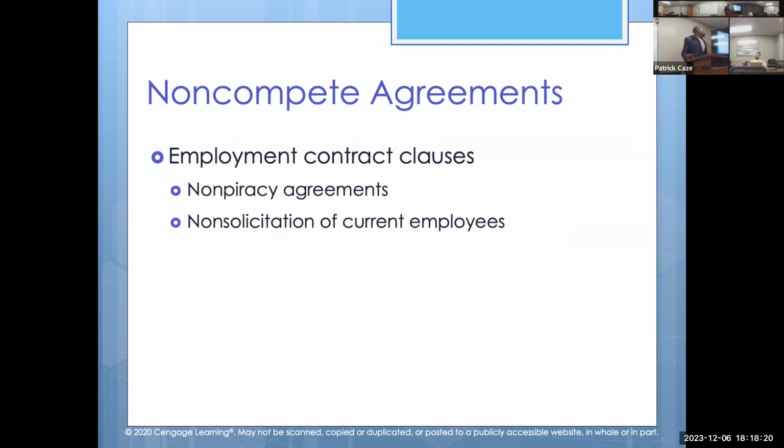All right, non-piracy agreements and non-solicitation of current employees. Anybody have to do with non-piracy statements?